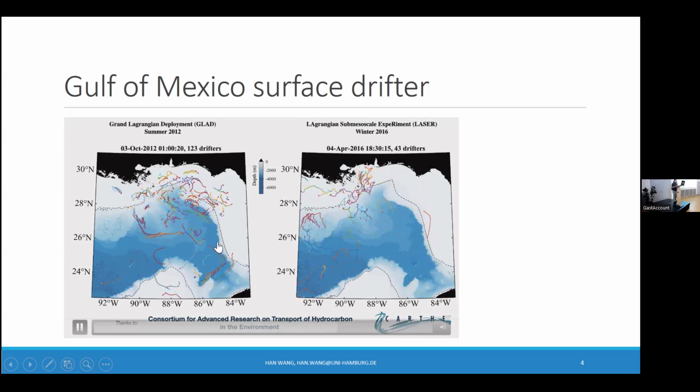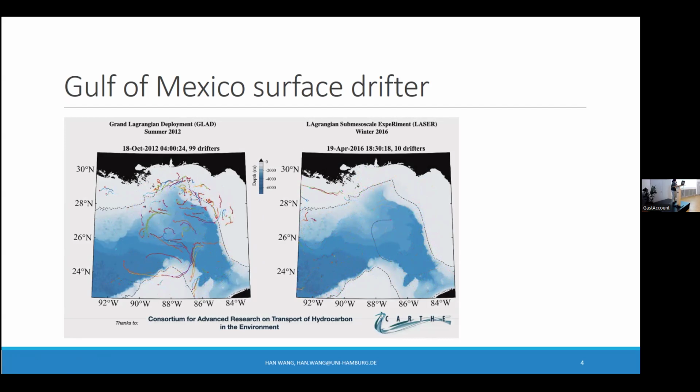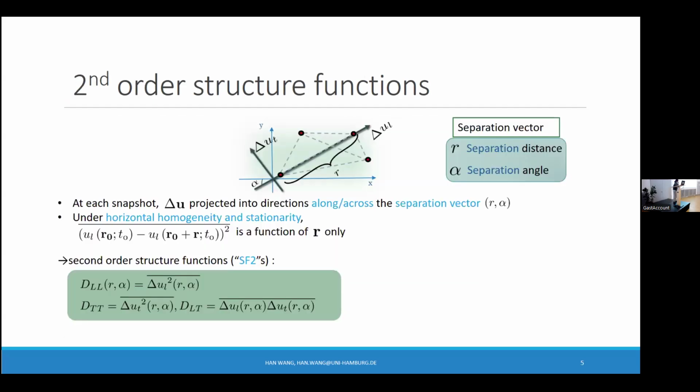You can also see that they have very good spatial coverage. In terms of pair separation statistics, they can cover the spatial range from like 10 meters to a few hundred kilometers. It's just a very good data set where you have very good temporal resolution as well as spatial resolution. And the main statistical metric I will look at today is the second order structure functions.